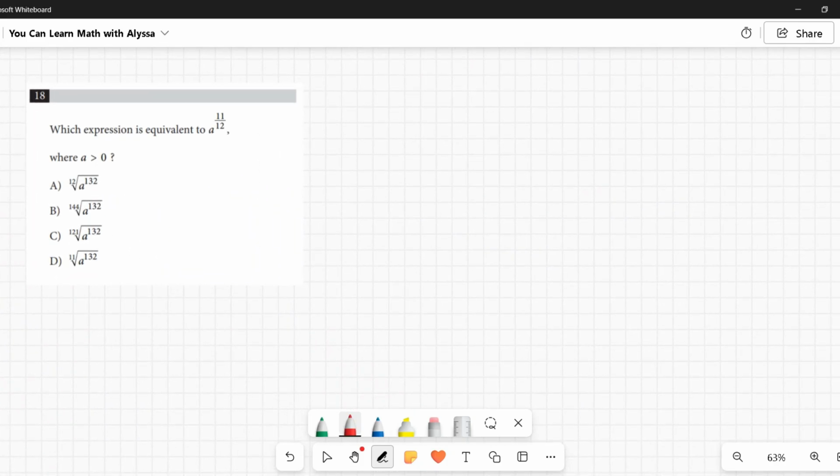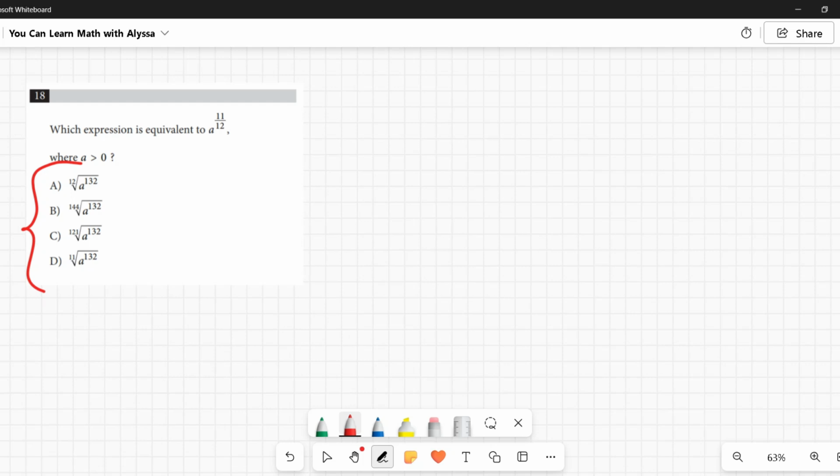Number 18. Which expression is equivalent to a to the power of 11/12 where a is greater than 0? There are two different mathematical principles they want you to be familiar with for this one. The first is what a fractional exponent is, what it means, how we convert it to a root. We need to know this because we look here, all 4 of our possible answers are roots.